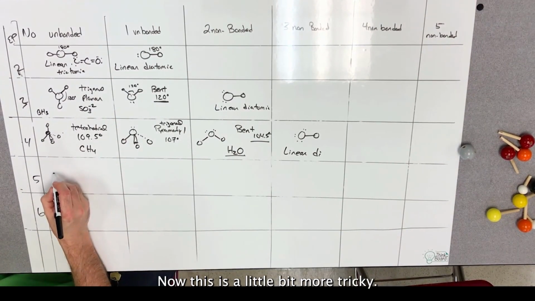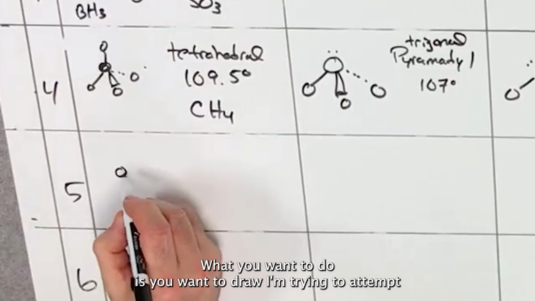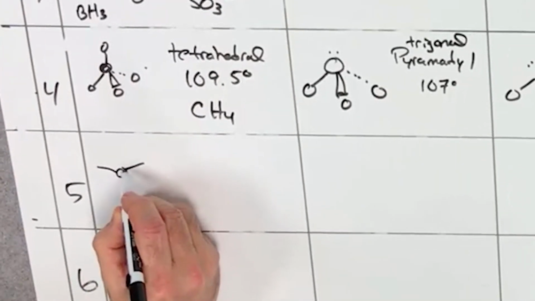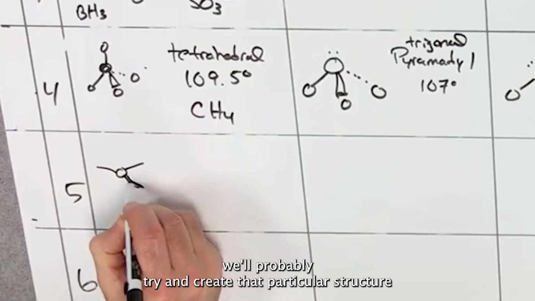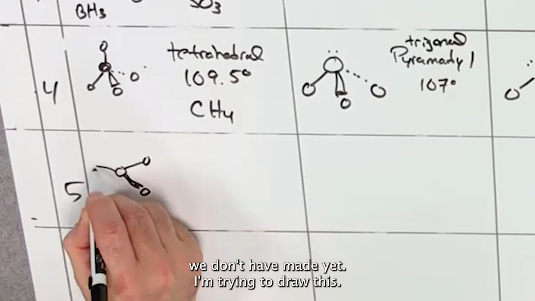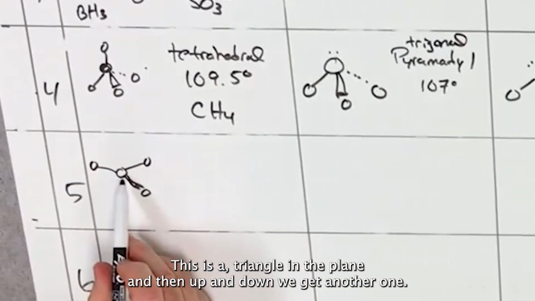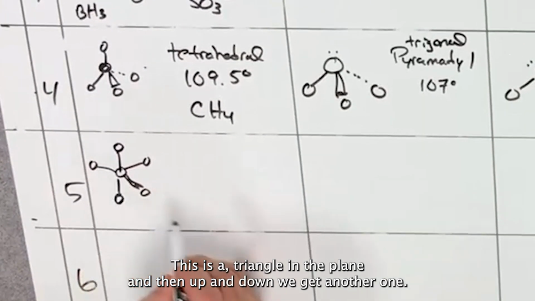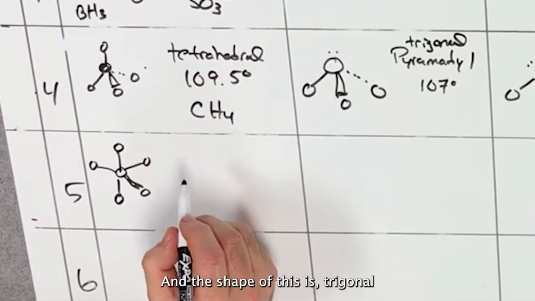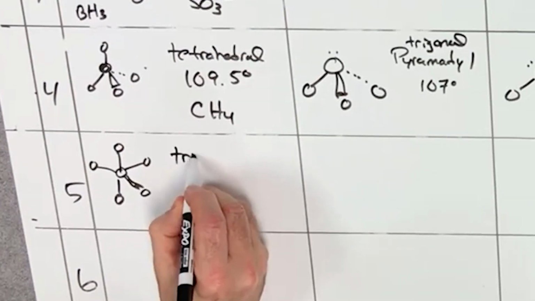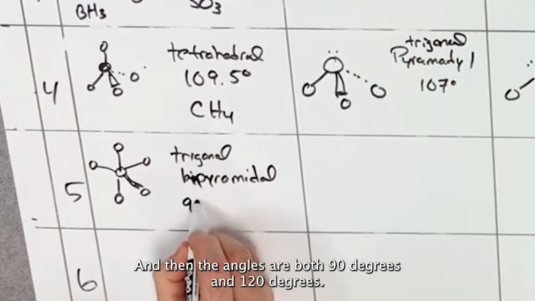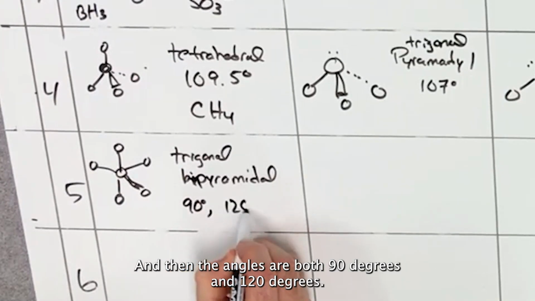Now this is a little bit more tricky, so you're going to have a hard time drawing this. I'm trying to attempt to show you how to draw this, whilst I rapidly try and create that particular structure we don't have made yet. This is a triangle in the plane, and then up and down we get another one. And the shape of this is trigonal bipyramidal. And then the angles are both 90 degrees and 120 degrees.